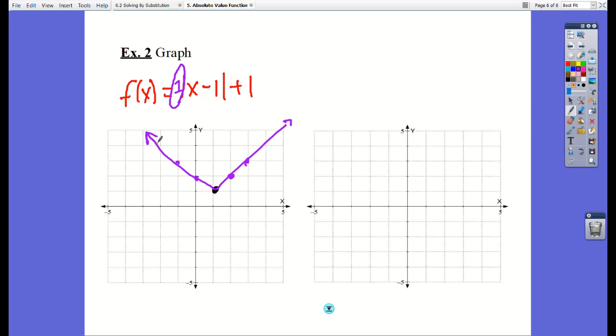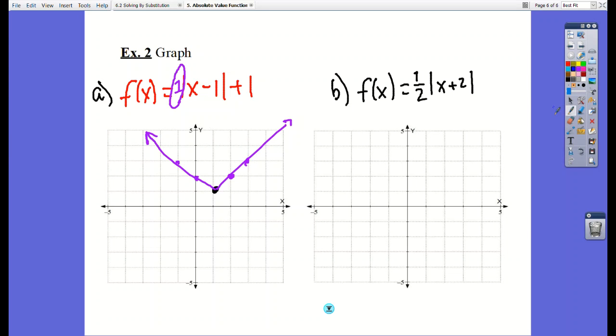We don't need to know much else. We know that it has a vertex at h comma k. Your graph is a V-shaped graph. So let's say we changed it. Your next one, this would be part B: f of x is 1 over 2, absolute value of x plus 2.